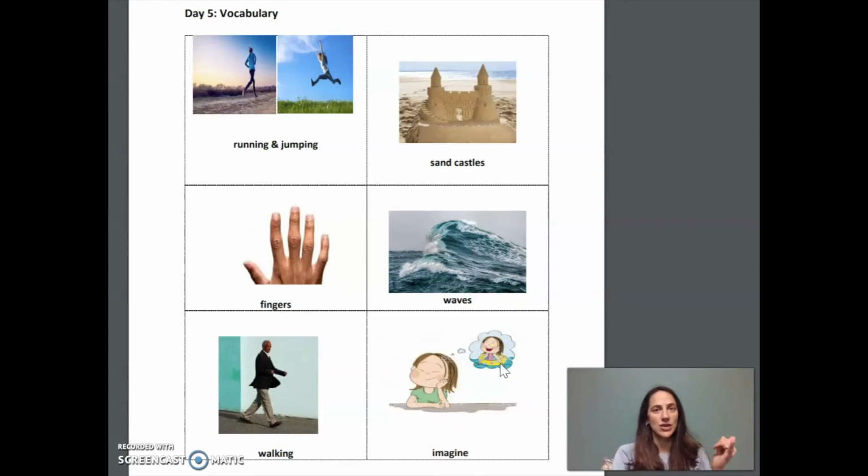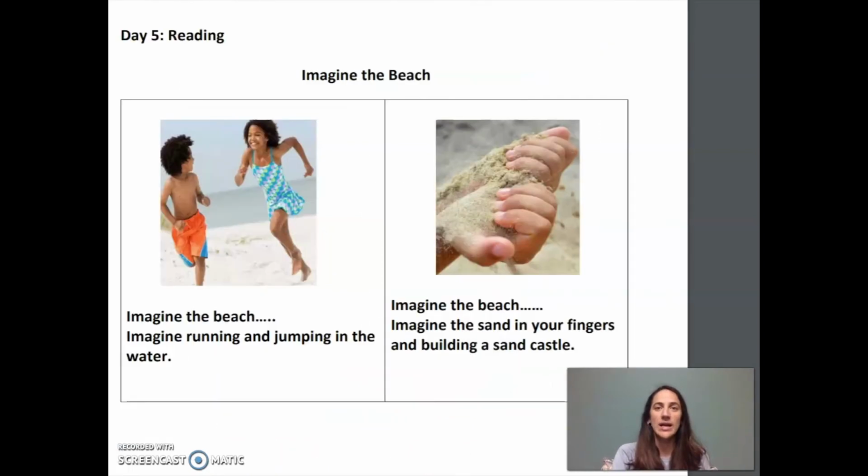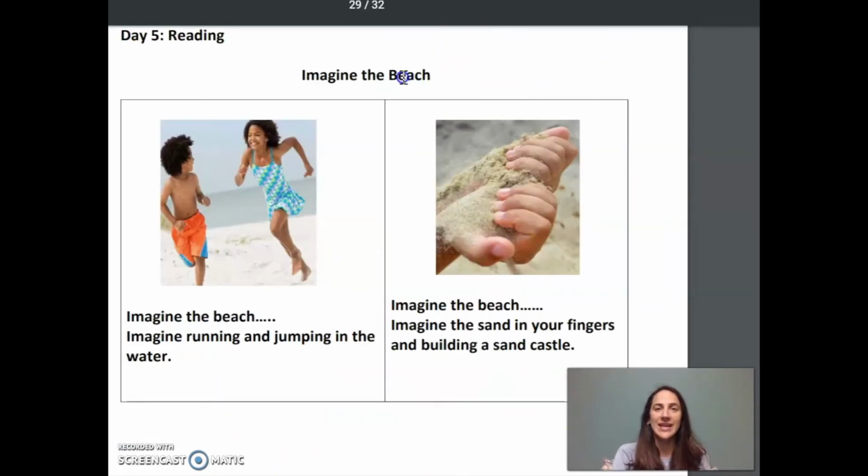You can make a connection if you speak Spanish, imaginar, to use your imagination, imaginación. You can make connections to your own language for these different words. Now, let's read them together once before we start our book. Running, jumping, sand castles, fingers, waves, walking, imagine. Great job. Let's find these words as we read about the beach with our each sound.